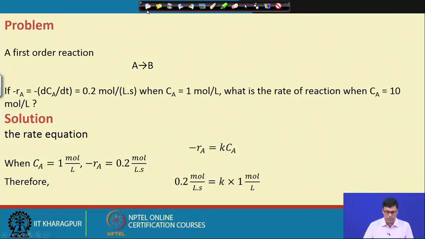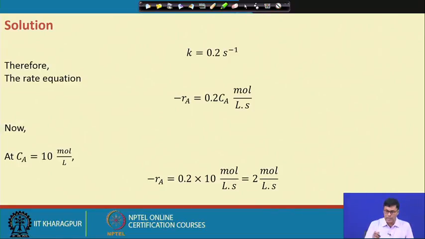To do this, what we shall have to do is, first this is the rate equation that we have, and we put the value. This is RA is 0.2 and this is 1 mole per liter. So here we can calculate the value of K. We can easily calculate it. This is about 0.2 per second, that is, second inverse, and then we put this value in the rate equation.